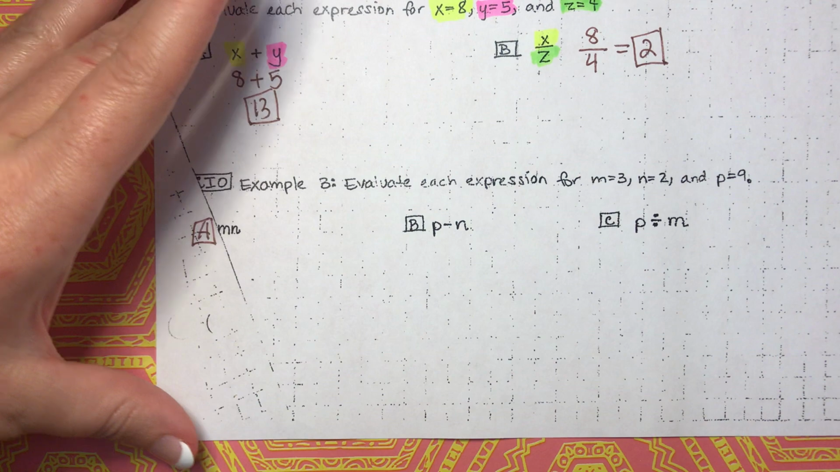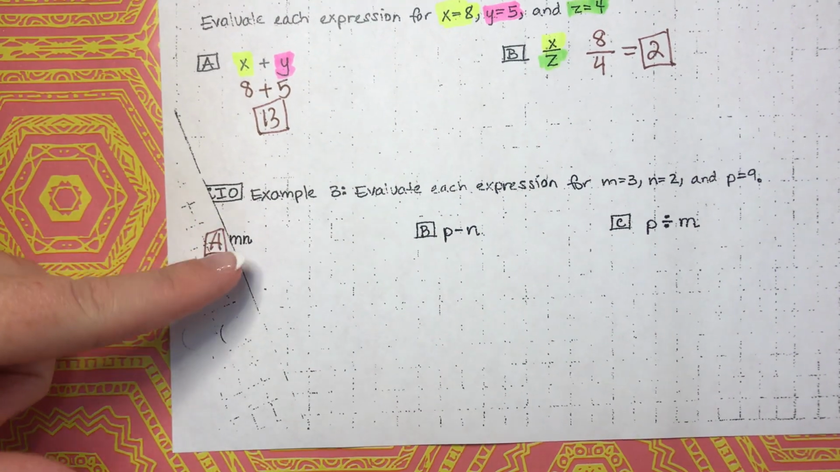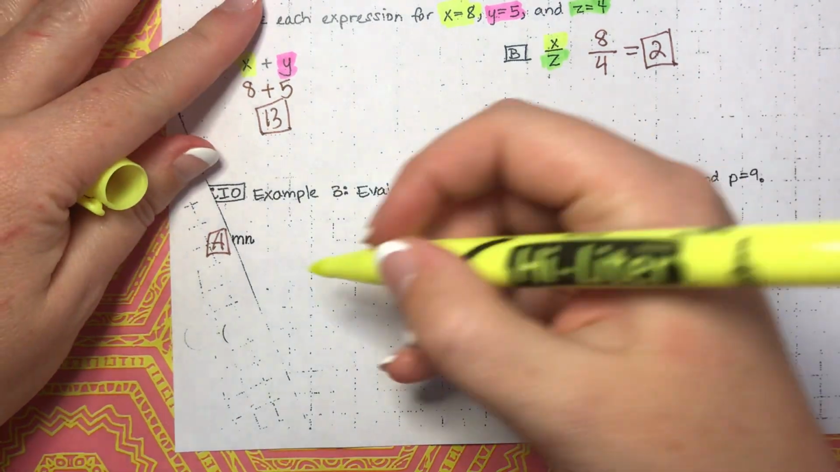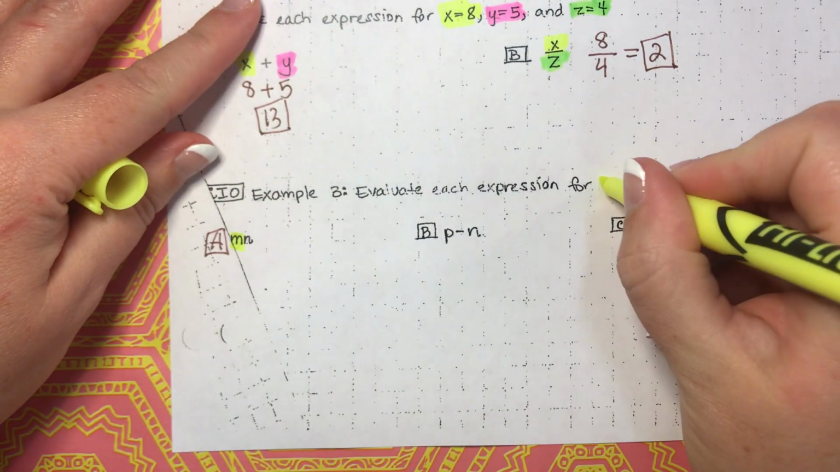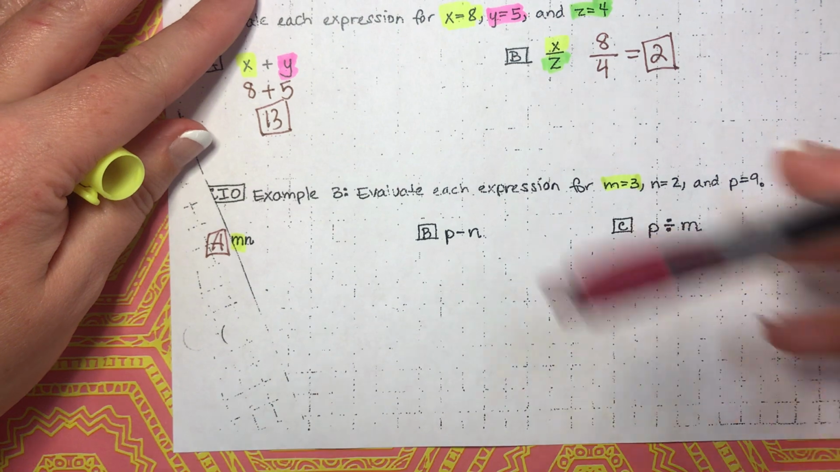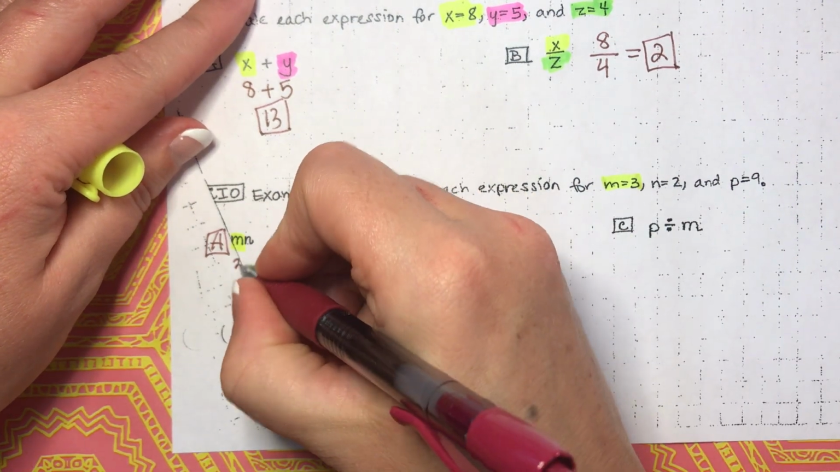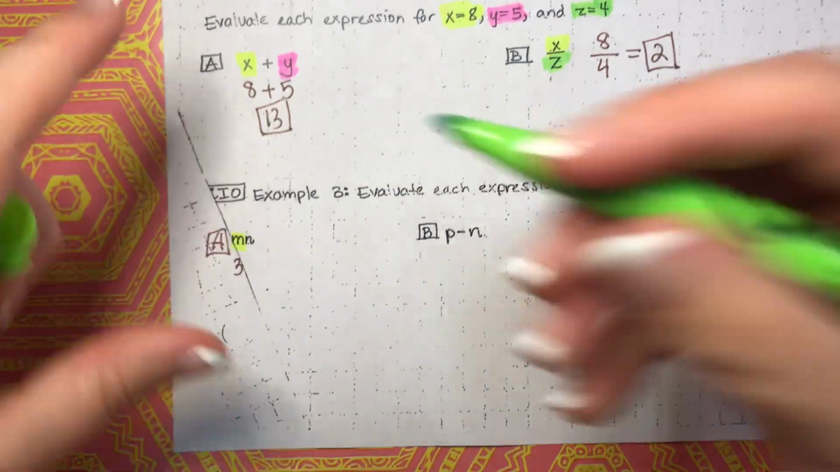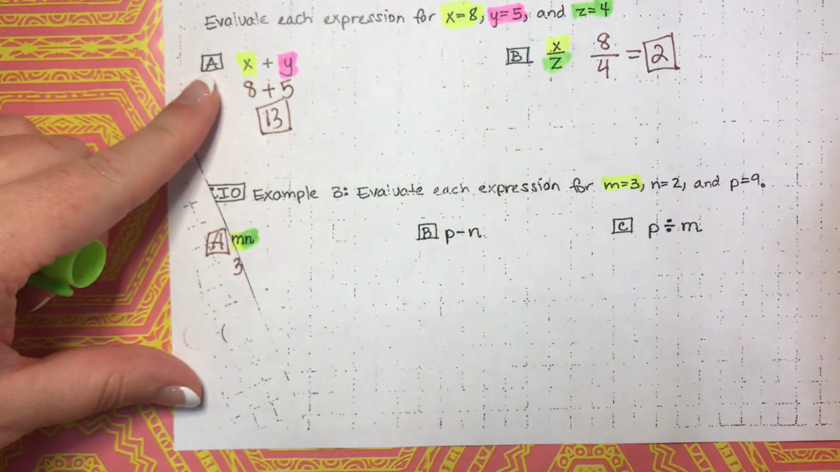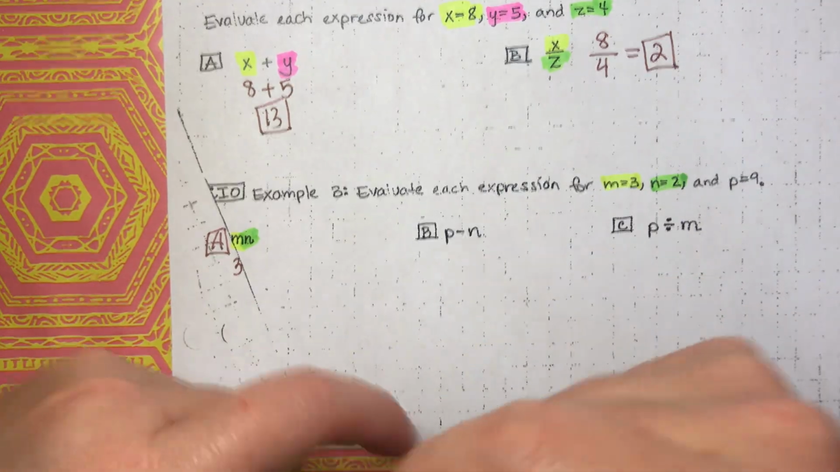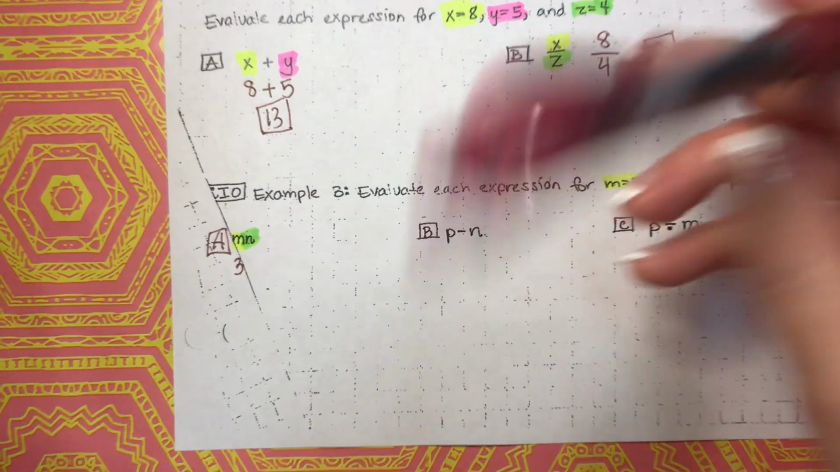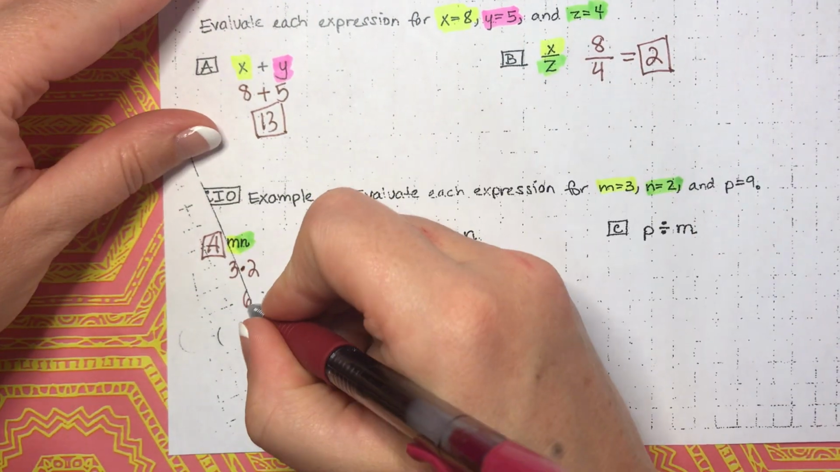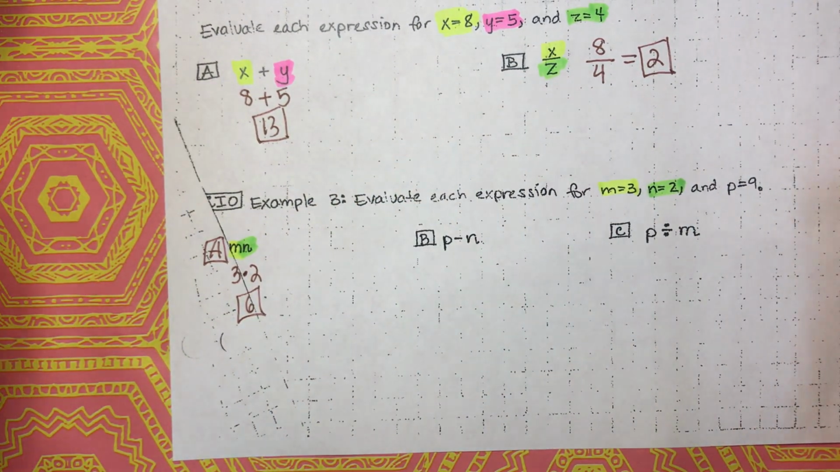All right, we're back. Let's go ahead and see how you did. So this first one, MN, that means M times N. So what does M equal? Well, M right here is the same thing as M equals 3. So instead of writing M, I'm going to write 3. And then we have N. Well, what does N equal? N is the same thing as 2. So we really have 3 times 2, which is just 6. So if you got 6, awesome job.